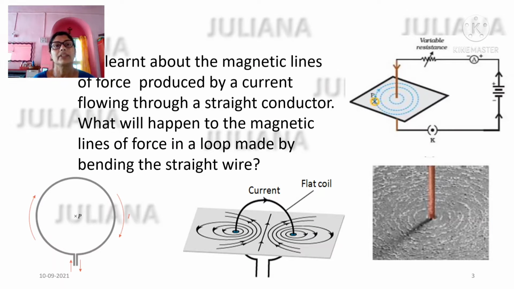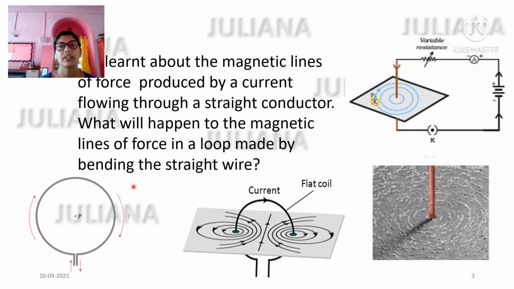We have learned in the previous video that when current flows through a conductor, the magnetic field is produced in concentric circles. And as you go away from the conductor, the concentric circles become wider and wider. So what will happen when we curl the straight conductor into a loop?